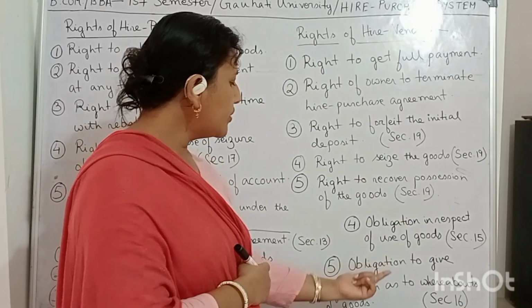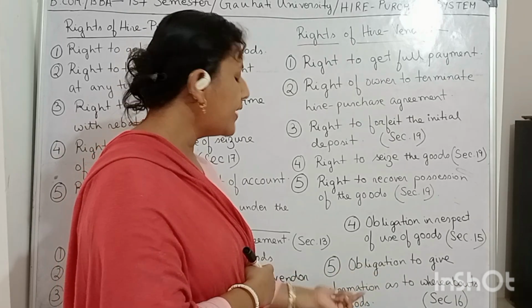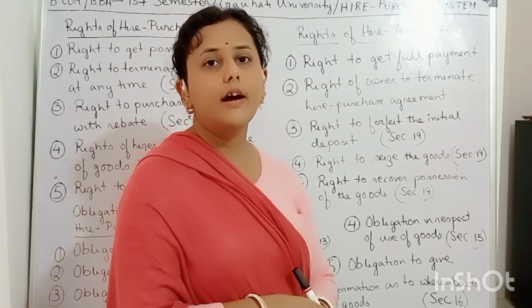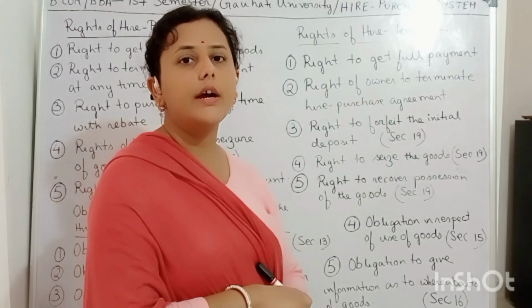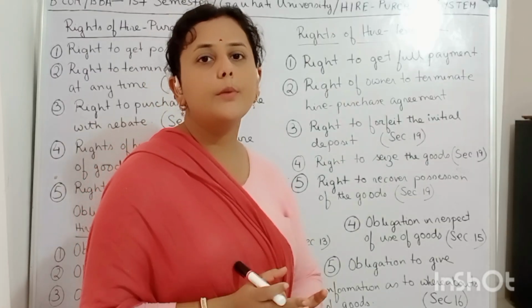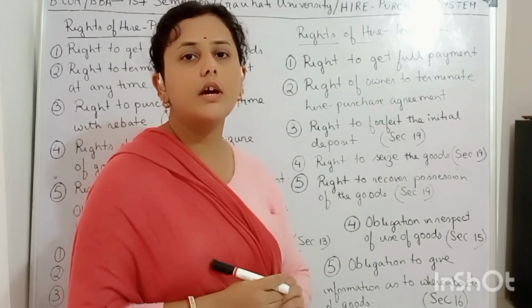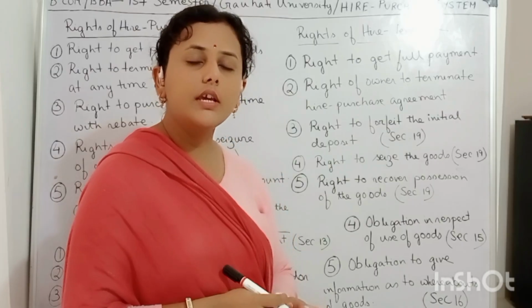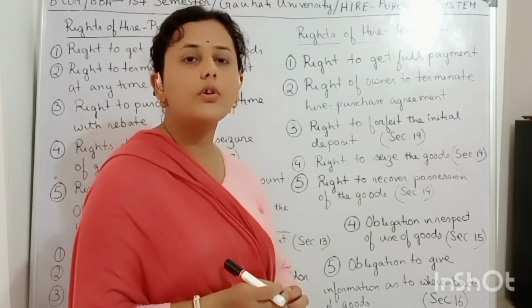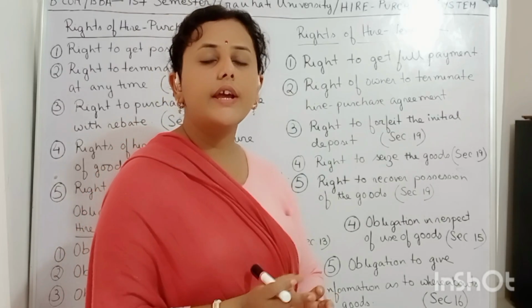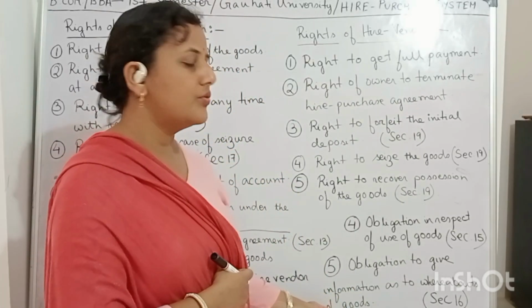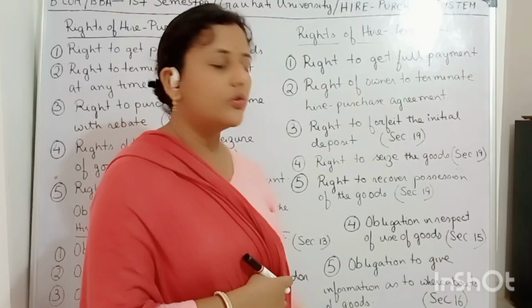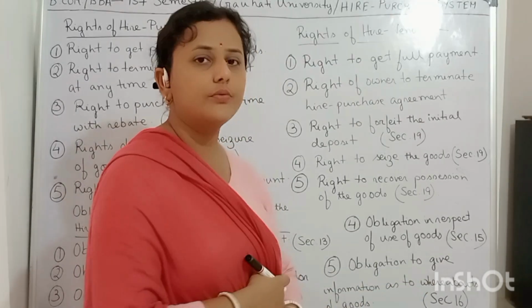Then obligation to give information as to whereabouts of goods. The hire purchaser has to give information to the hire vendor about the whereabouts, meaning where the goods are. Is it with him, or in his godown, or anywhere else? He has to provide information to the hire vendor about the whereabouts of goods.